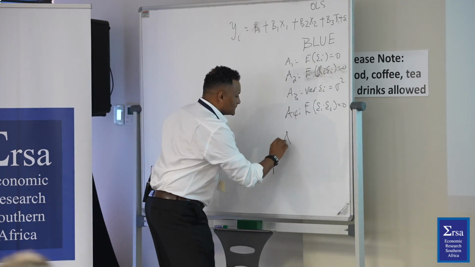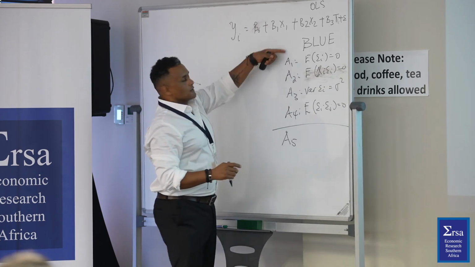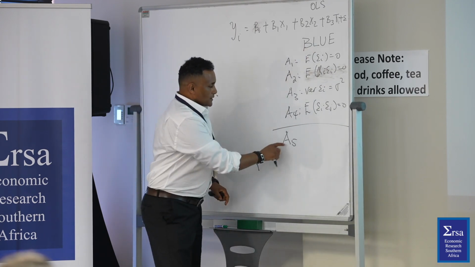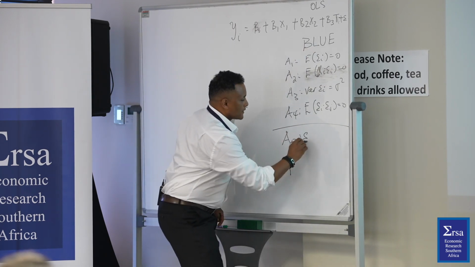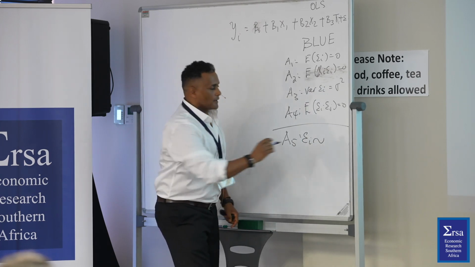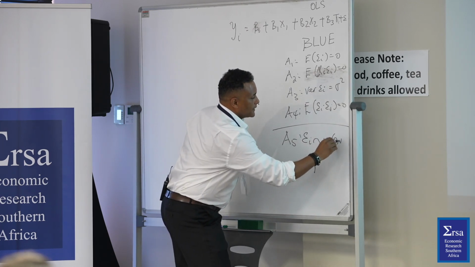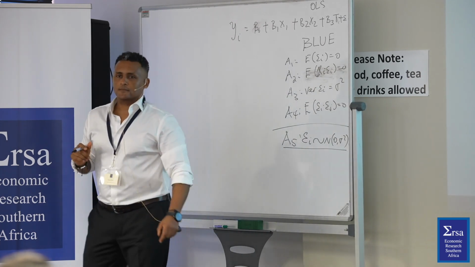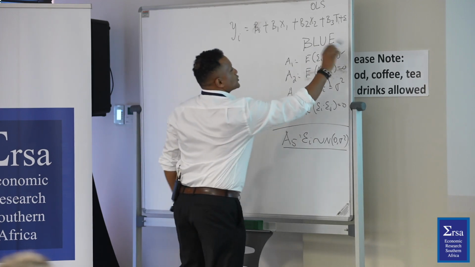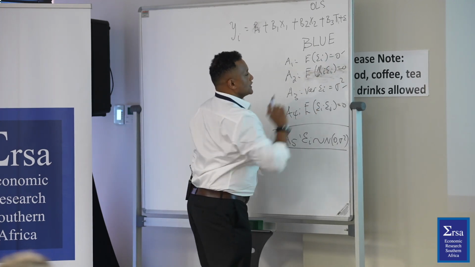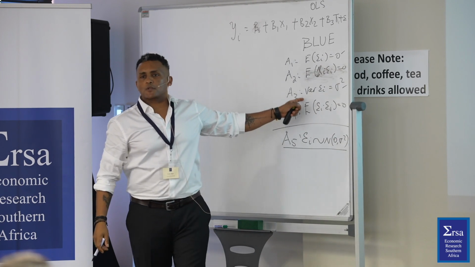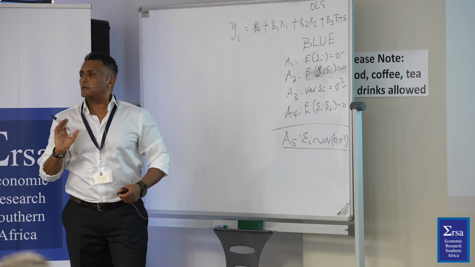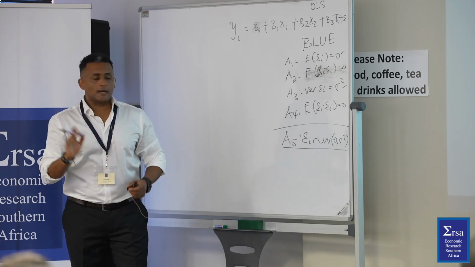So you need all these four for OLS to be BLUE. Another, A5, the error term is normally distributed around mean 0 and variance sigma squared. We need this for statistical inference. Usually you can meet this. Even if you violate the homoscedasticity principle, it's not a big problem. It will only affect your standard errors. The coefficients will still be unbiased.